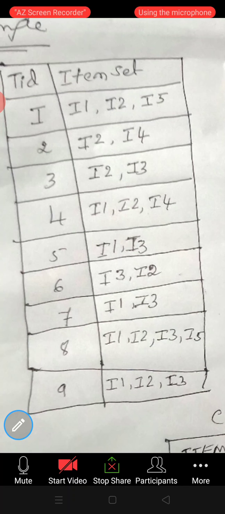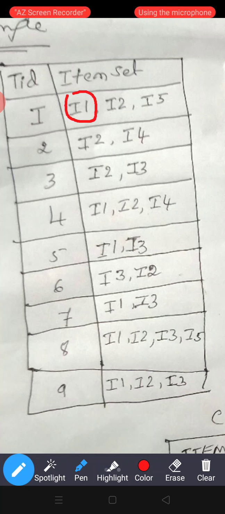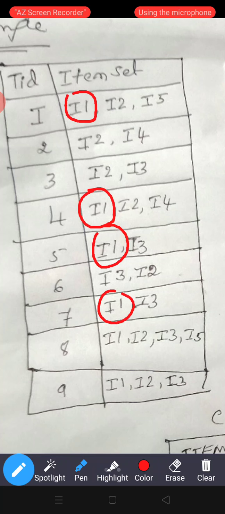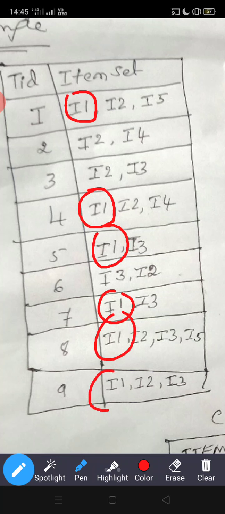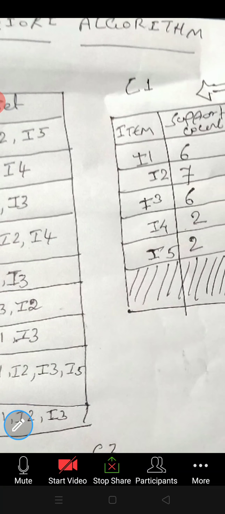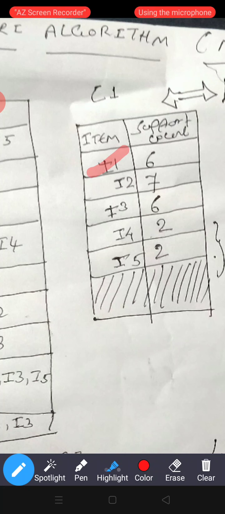In the given nine transactions, how many times is I1 there? Here I1, here I1, here I1, here I1, and here I1. Here 1, 2, 3, 4, 5, 6 times. Six times I1 is there in the given table. Yes, exactly right.